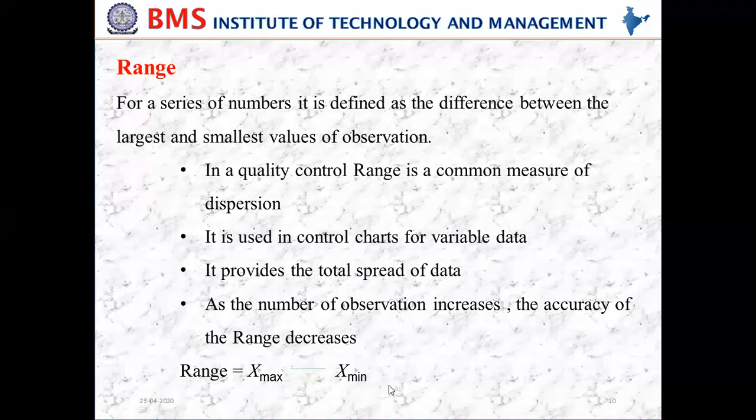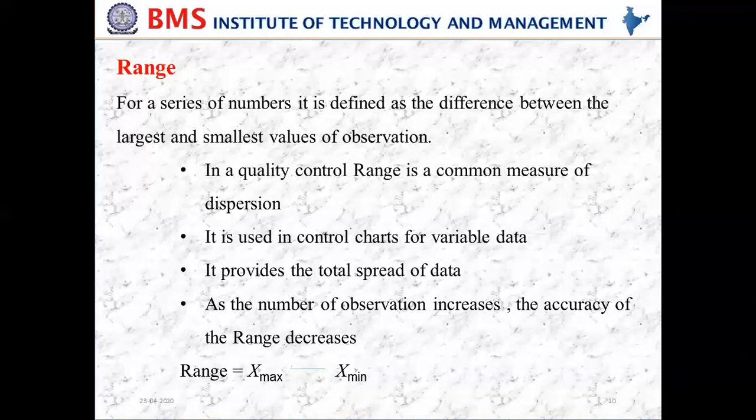It provides the total spread of the data. This range will give you how the data is spread, from the minimum value up to the maximum value. But as the number of observations increases, say for example 50 observations and 100 observations, then this range will not give a good measure of dispersion.